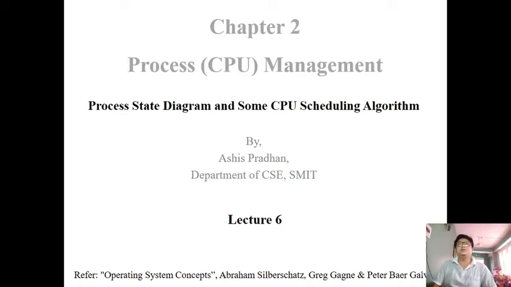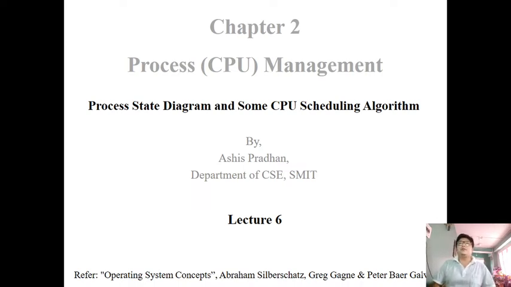Hello, students. Today, this is lecture 6, and today we will be moving to chapter number 2, that is known as process management. Process management sometimes we call CPU management also. In today's lecture, I will be basically covering the process state diagram and some of the CPU scheduling algorithms.